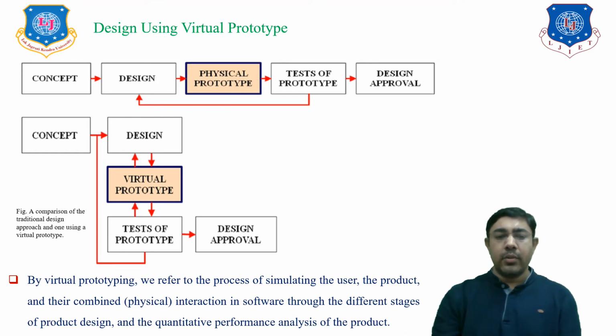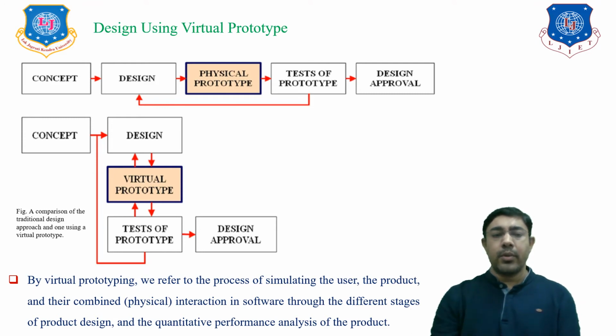Now, if you look at the design process below, which is using virtual prototypes, here the difference is that between the designs, the virtual prototypes and the testing of prototypes, there is two-way communication. So this whole process is done in software, and you can interact with each other. So there is two-way communication in design using virtual prototypes.